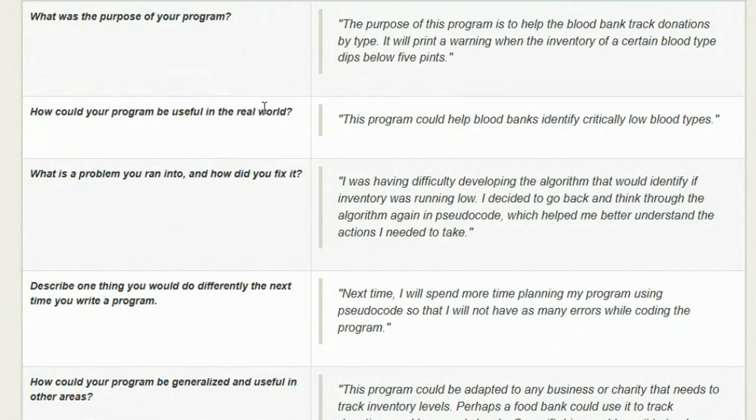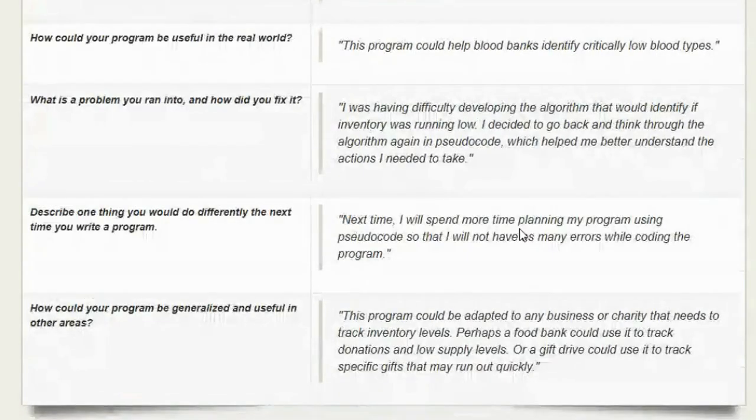How could your program be useful in the real world? This program could help blood banks identify critically low blood types. Maybe we've only got 2 pints of this left. What is the problem you ran into? How'd you fix it? I was having difficulty developing the algorithm that would identify if inventory was running low. I decided to go back and think through the algorithm again in pseudocode, which helped me better understand the actions I needed to take in my program.